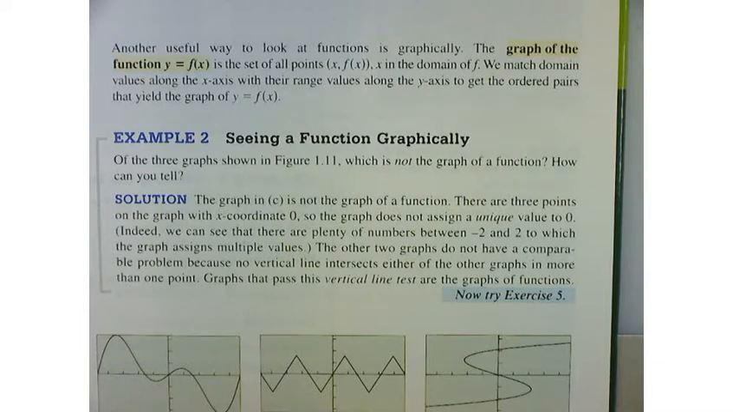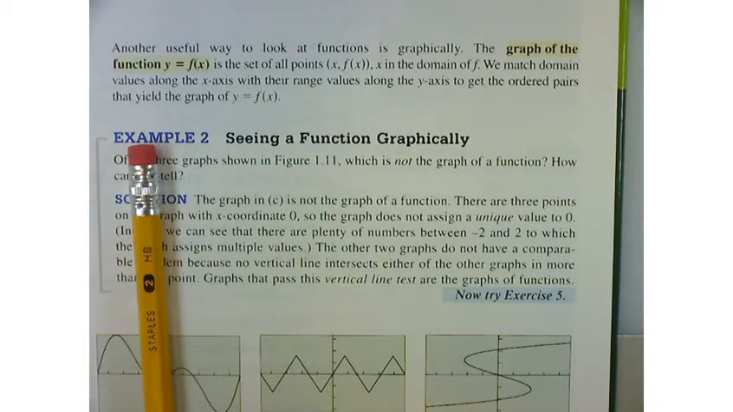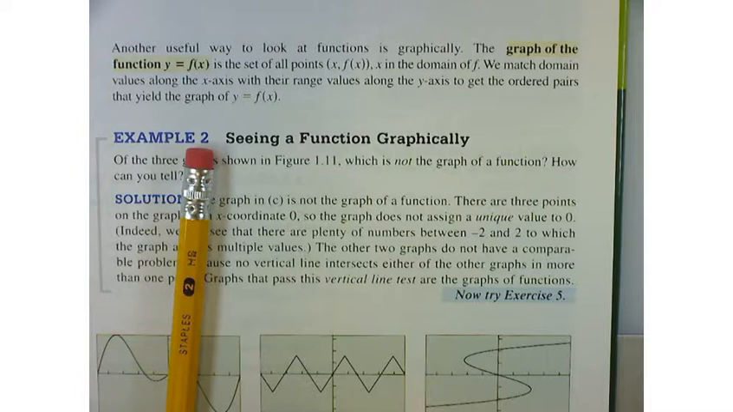So for example number 2, it says of the 3 graphs, which one is not a function? You probably already know the answer, but I'm going to go through that same explanation I just gave you for the previous example. We could check graphically by just doing a vertical line test. So if I take my pencil, which is like a vertical line, and I think about how many times my pencil intersects, well actually let's get something a little smaller like a paper clip.